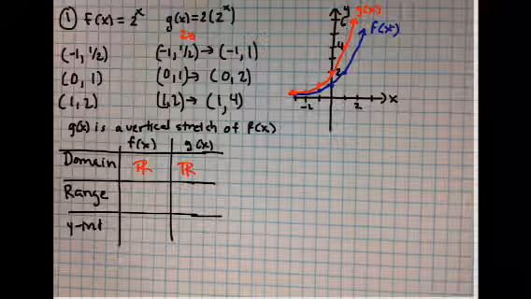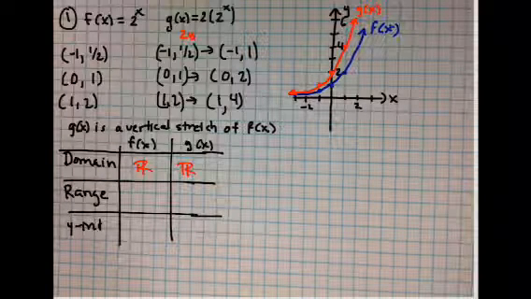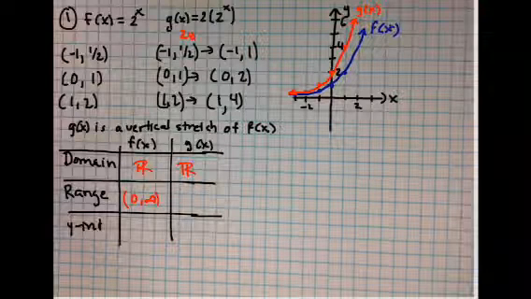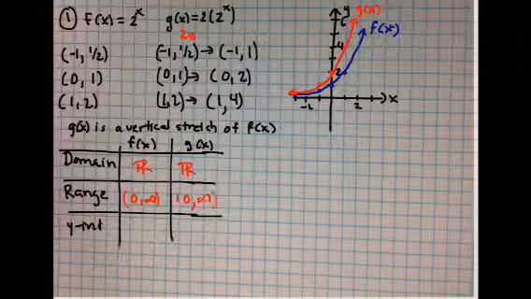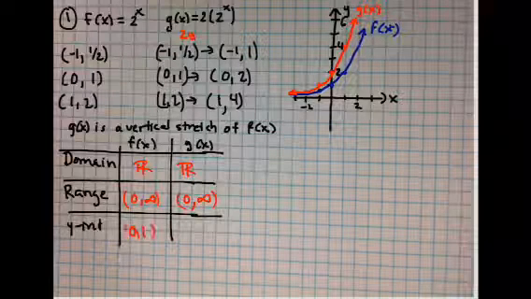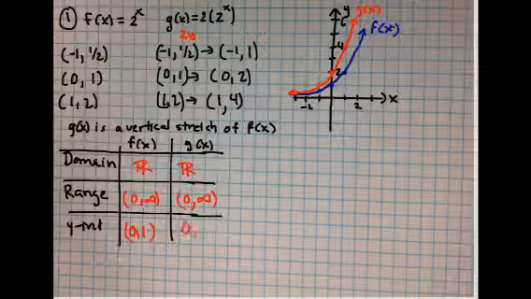The range for both of them is y greater than 0. So I'll just write it in interval notation. The y-intercept for f of x is 0, 1, and the y-intercept for g of x is 0, 2.